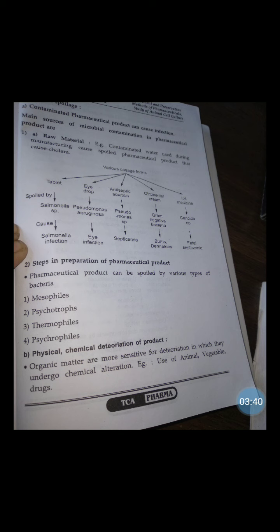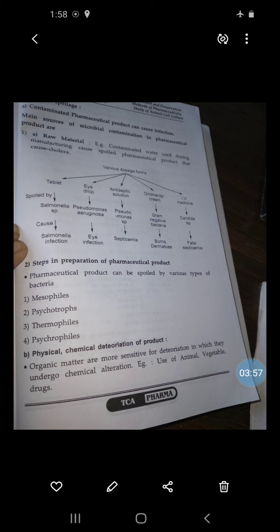Then the second step, the steps in preparation of pharmaceutical products. Generally, pharmaceutical products can be spoiled by various types of bacteria, for example mesophiles, thermophiles, psychrophiles, and psychrotrophs. Then there is physical and chemical deterioration of the product, that is, loss of activity of the product.